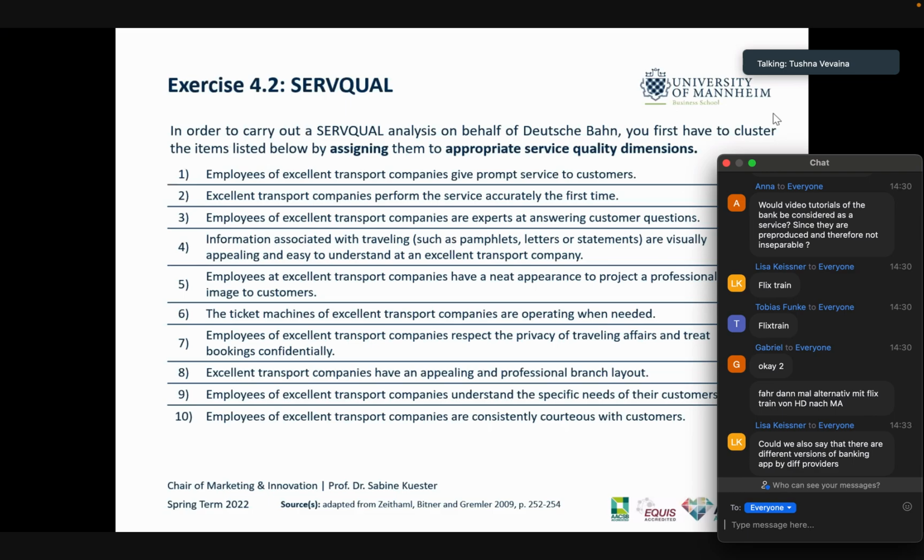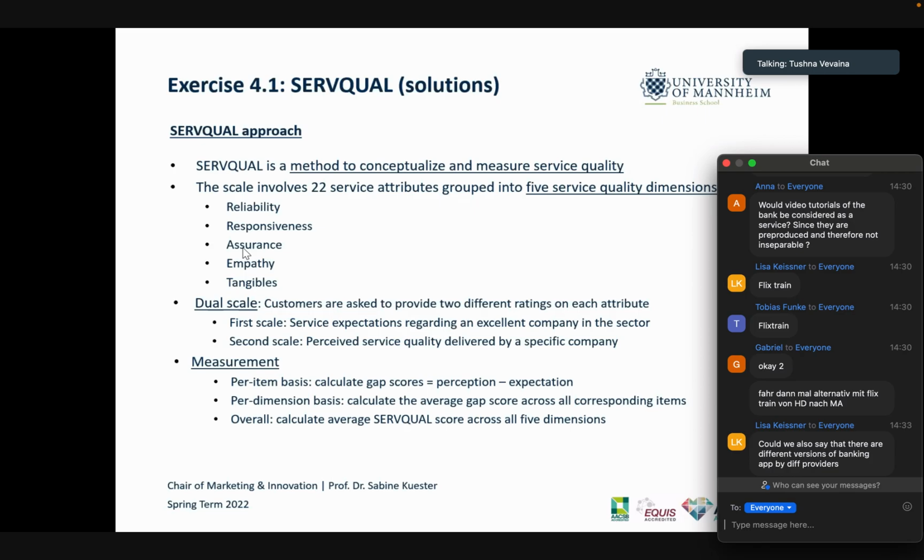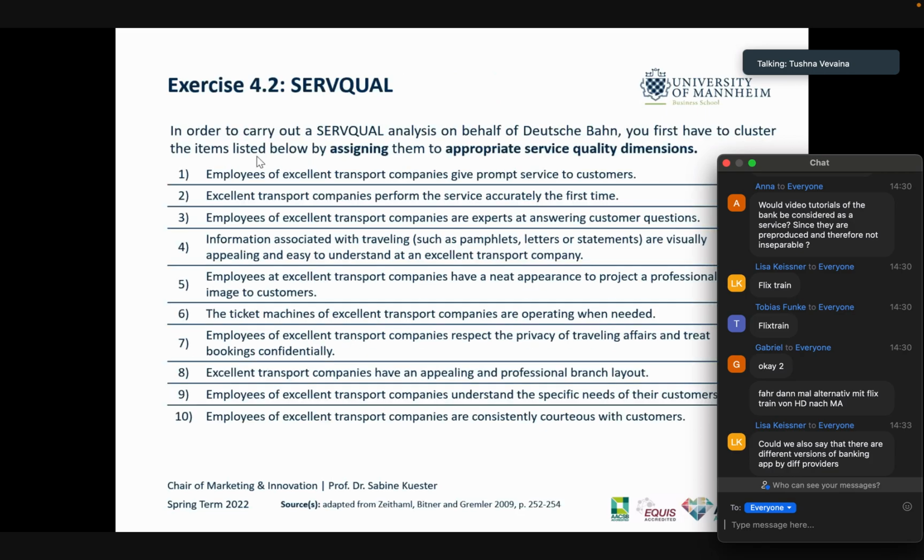So then we also have 4.2, an exercise that's given where you're asked to match each of these dimensions to the 5 brackets that we have: reliability, responsiveness, assurance, empathy, tangibles. So I think we are running a little short of time, so I'll try making this interactive, but I'll also just directly give you all answers. So employees of excellent transport companies give prompt service to customers. Anyone wants to answer, just unmute and answer.